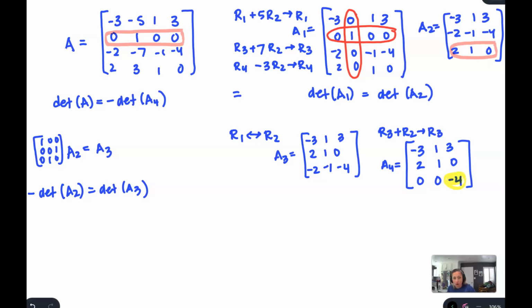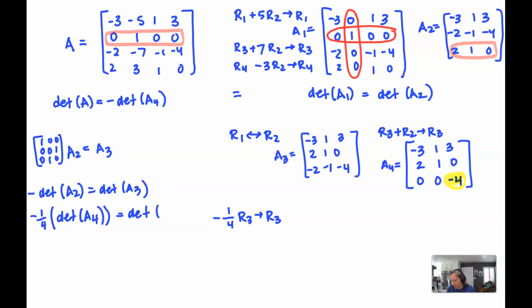Okay, but now we're getting so close. If this was just a 1, then life would be glorious. So we need to do a -1/4 row 3. Row 3 is my new row 3. Here's where we have to pay attention to where that operation is happening. The operation is happening to A4. So the determinant of A4 is going to be multiplied by a -1/4 determinant of A4, and that's going to give me the determinant of our result.